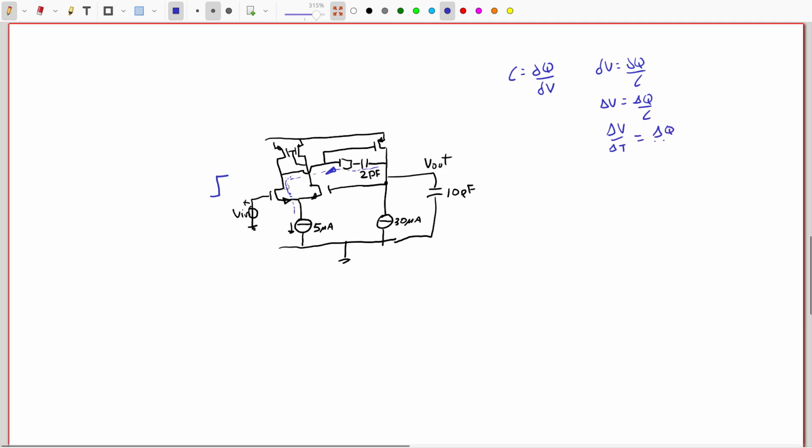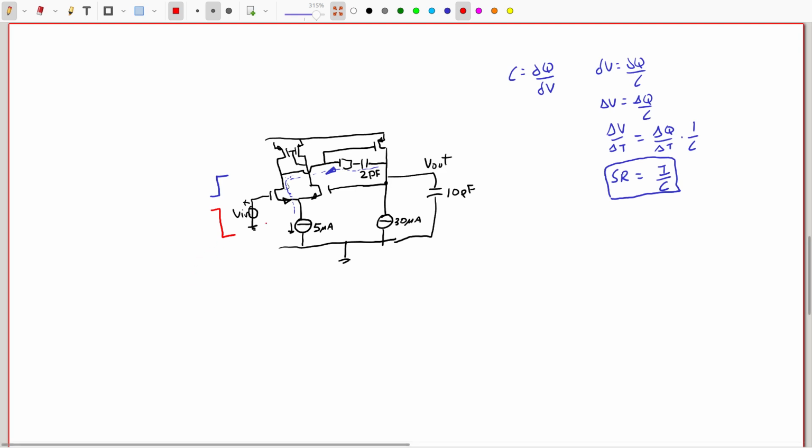Delta Q, delta time, and then 1 divided by C. Then we have that the slew rate at the capacitor is equal to the current divided by the capacitor itself. So this is a very important equation, because in this particular case we have only 5 microamps available to charge this capacitor. Let's see what happens if instead of having a positive step we have a negative step.